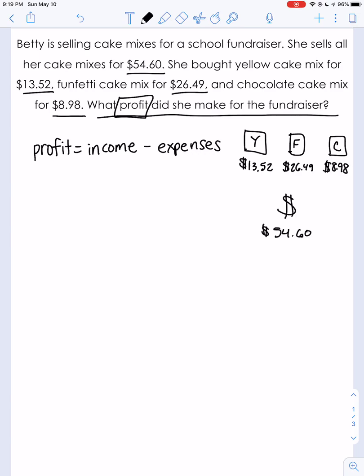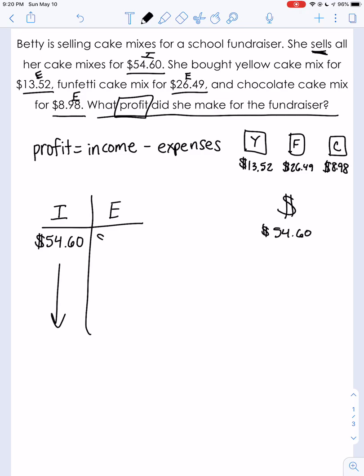So again, I'm going to make my T-chart. I'm going to abbreviate income and expenses. And you can even go back into the problem because you should be analyzing every problem and going, okay, it says that she sells. That's always going to indicate my income. If she's buying, that's an expense. So I can go through the problem and label everything and then just add them in my T-chart and go from there. So my income for this problem, I only have one because we're keeping it simple, is $54.60.